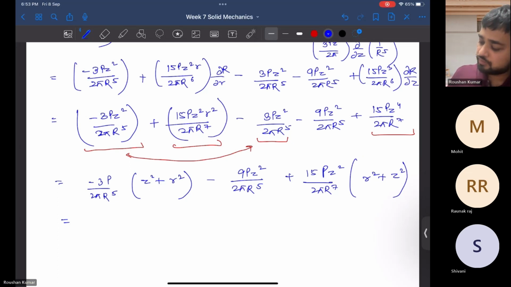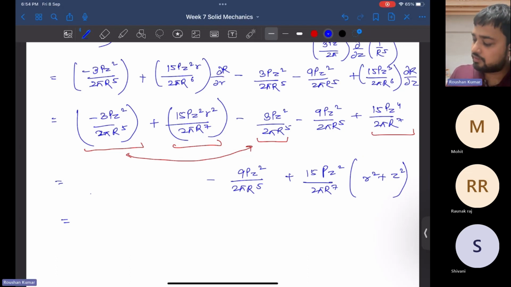So this becomes minus 3p z square plus r square, which is nothing but, I am replacing r square with z square minus r square. So this term will give us minus 3p z square upon 2 pi, plus 15p z square upon 2 pi r to the power 7, and minus 3p z square upon 2 pi r to the power 5, minus 9p z square upon 2 pi r to the power 5.